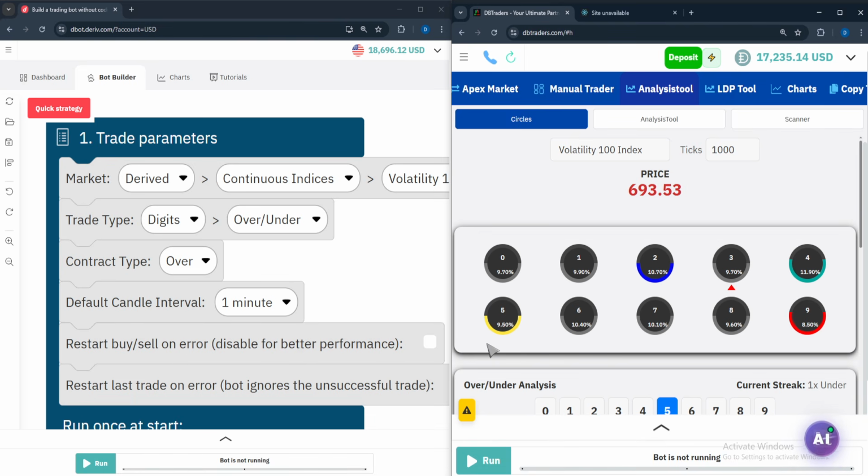Again, for this strategy, ensure first of all you practice it in your demo to get a better understanding, to get a better feel of it. Practice it in your demo account. In case you have any questions about it, please feel free to ask in the comment section, or you can contact us on our WhatsApp number that is also in the description.